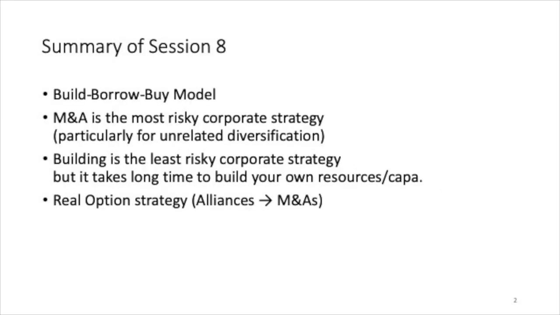Before we study corporate governance, I'd like to remind you of some implications of Section 8, Chapter 7 and 9. We learned about the build, borrow, buy model, and I highlighted that M&A is the most risky corporate strategy, but this strategy has been quite popular because it's really expedient and very convenient to go into a new market. And I also introduced the combination of strategic alliances and mergers and acquisitions, which is called real option strategy.